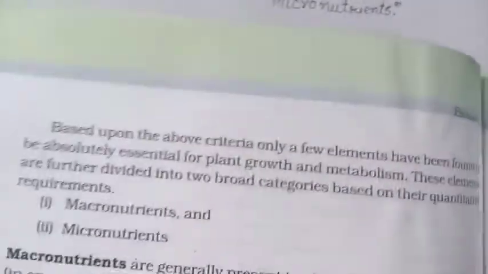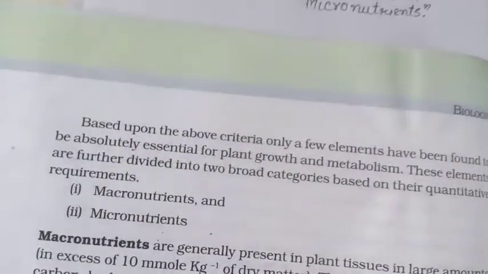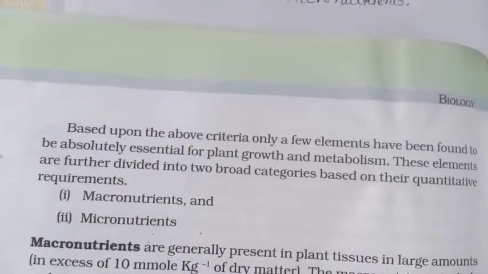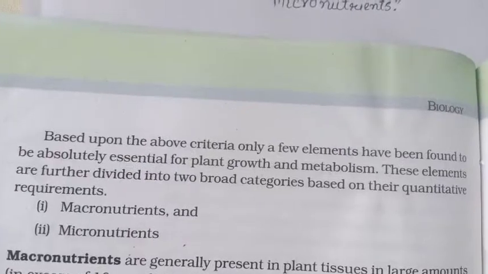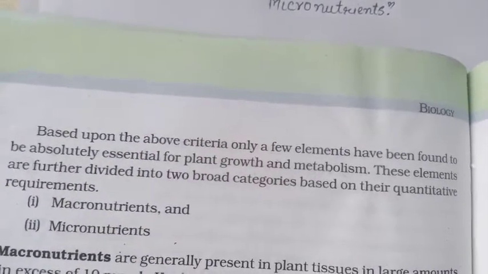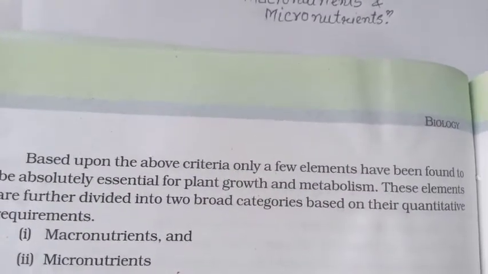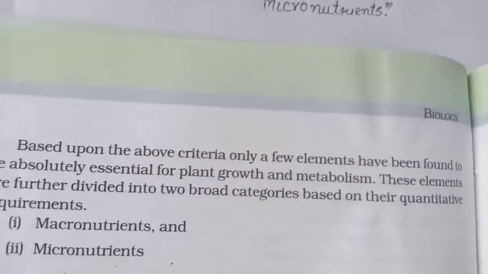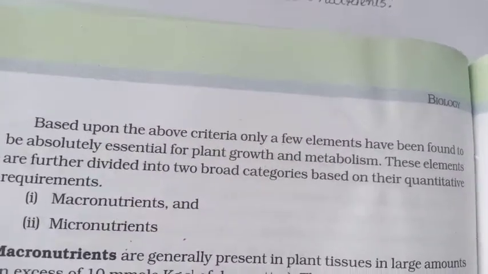Based upon the above criteria, only a few elements have been found to be absolutely essential for plant growth and metabolism. These elements are further divided into two broad categories based on their quantitative requirements: the macronutrients and the micronutrients.